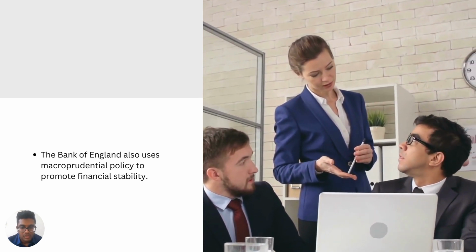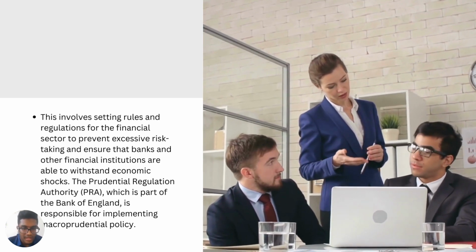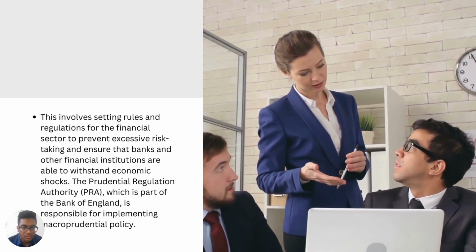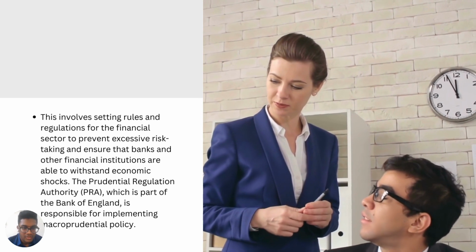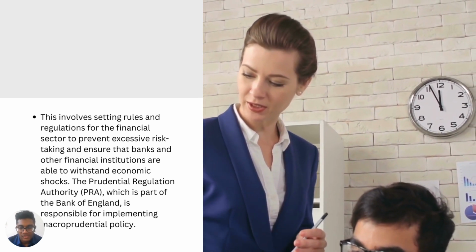As already mentioned, the central bank uses macroprudential policy to promote financial stability. What does that mean? It involves setting certain rules and regulations for the financial sector to prevent excessive risk taking and ensure the banks and other financial institutions are able to withstand some of these economic shocks.